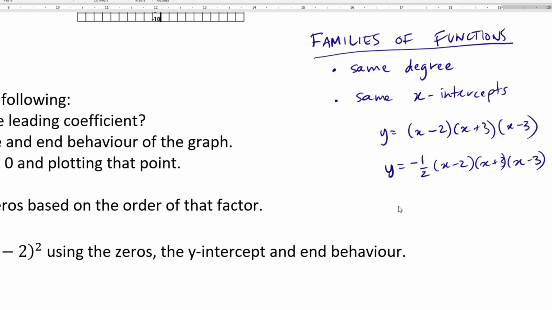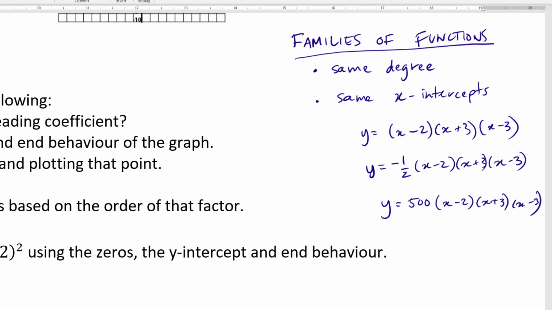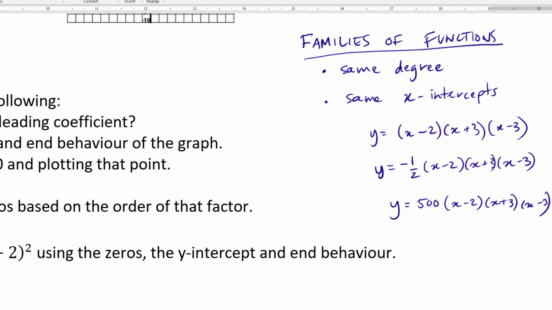Just another quick example would be y is equal to, if I wanted to belabor the point or make it a little bit more obvious, 500 (x minus 2)(x plus 3)(x minus 3). Again, those would be the same as well. All of these would be part of the same family. They have the same degree and same x-intercepts.